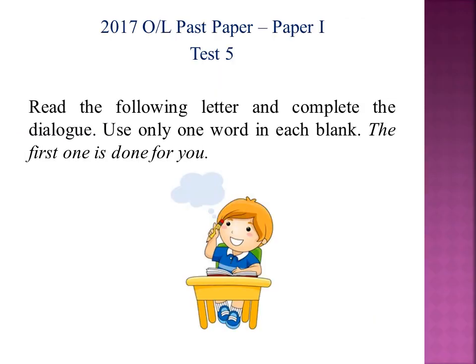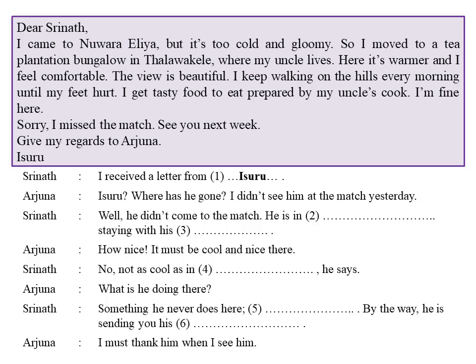Okay, as we have done so many activities, why don't we move to our O-level paper? Do you have the 2017 past paper part 1 with you? If so, grab it out and turn to the third page and have a look at test 5. If you don't have the past paper with you, don't get worried. I have it for you. What can you see here? Yes, you can see a letter as well as a dialogue. The letter is written by Isuru to Srinath and the dialogue takes place among the two friends Srinath and Arjuna. Shall we read the letter first?